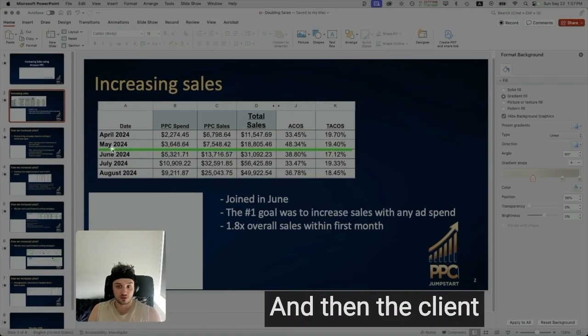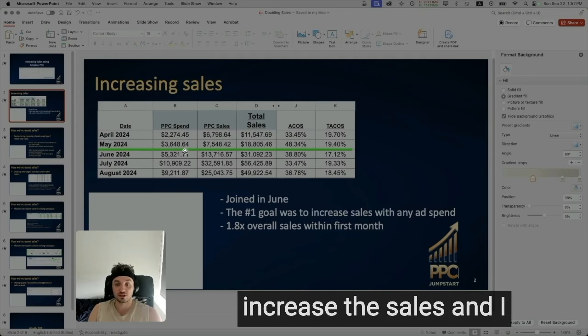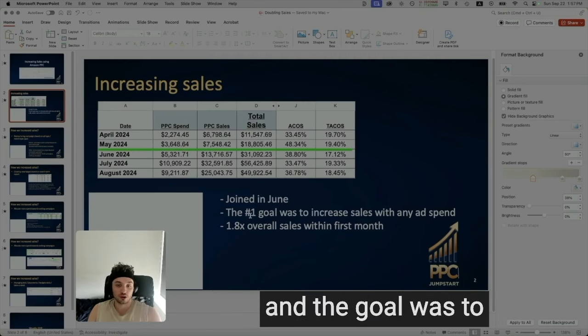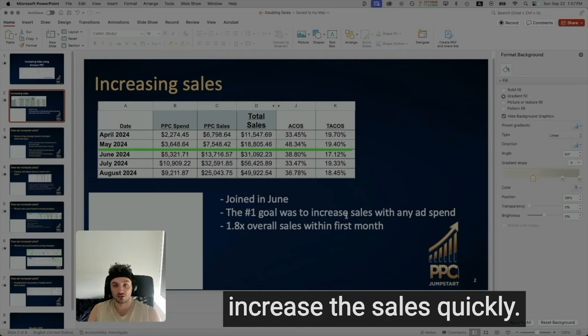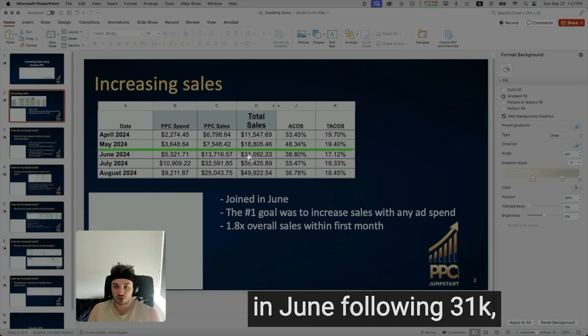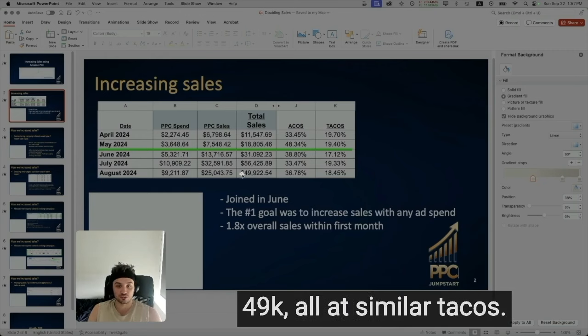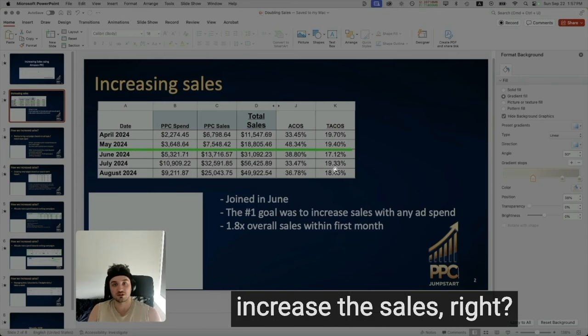And then the client contacted me asking to increase the sales. I was given unlimited budget. So I joined on June 1, and the goal was to increase the sales quickly. You can see the results: June was 31K, then 56K, and in August it was 49K, all at similar TACOS. So how did we increase the sales, right?